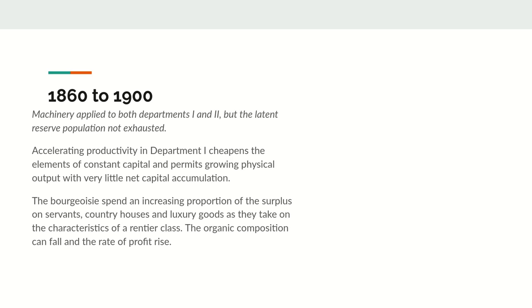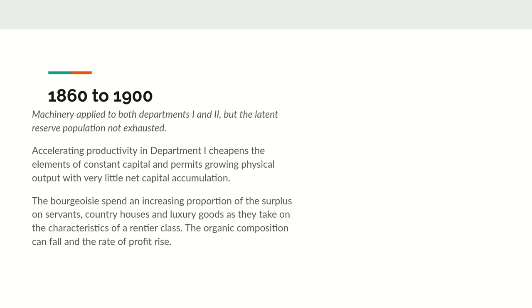The period from 1860 to 1900 showed a different characteristic. Machinery was being applied to both departments, Departments Two and One, but the latent reserve army of labour, that is to say, the population in the countryside, had not yet been exhausted. If you get accelerated productivity in Department One, this cheapens the elements of constant capital and allows a growing physical output with very little net capital accumulation in terms of money.